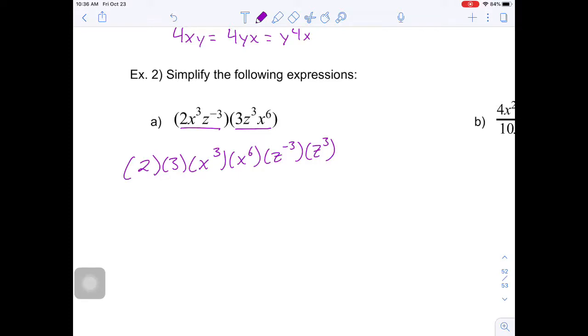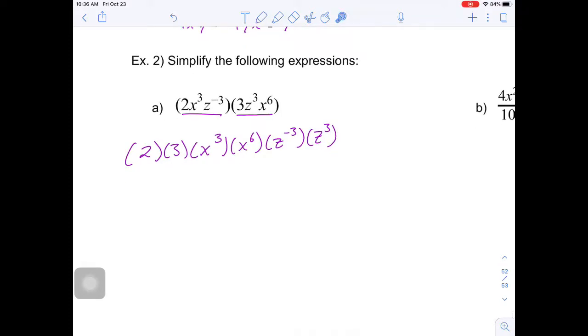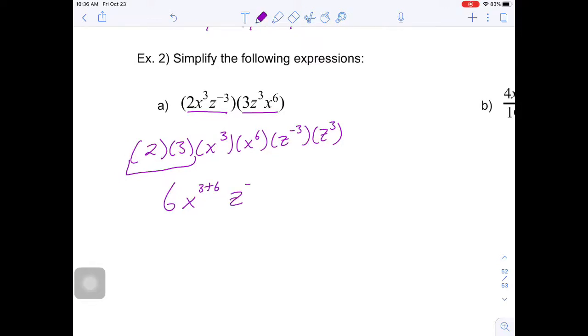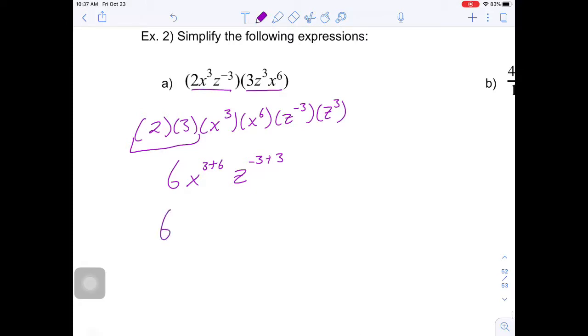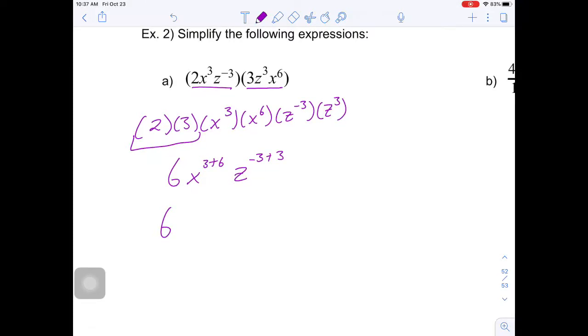Okay, and now from here, hopefully you can see what we're supposed to do. Of course, we just multiply our numbers together. So this 2 times 3 will give me 6. x to the power of 3 times x to the power of 6, well, that's a common base. So I'm going to add their exponents. So this will be x to the power of 3 plus 6. And this will become z to the power of negative 3 plus 3. Similar bases, multiplying, add their exponents. And we can simplify this even further. This can become x to the power of 3 plus 6, that is x to the power of 9.